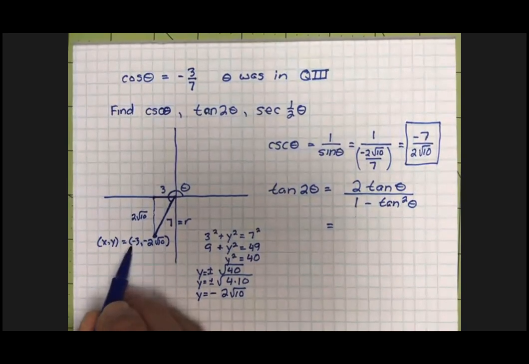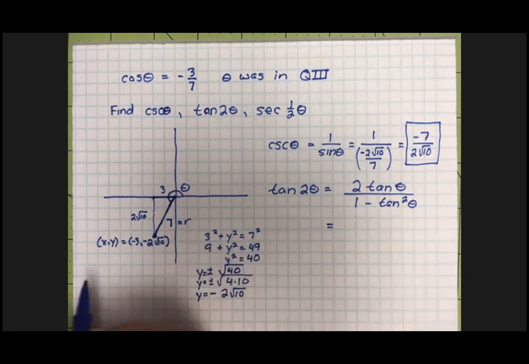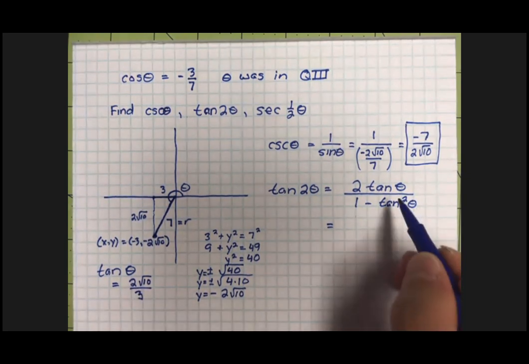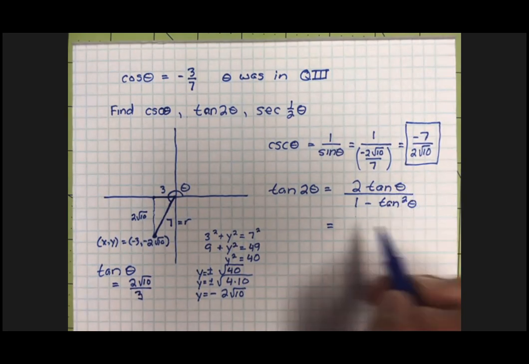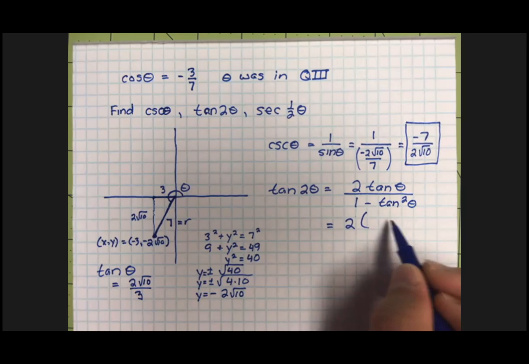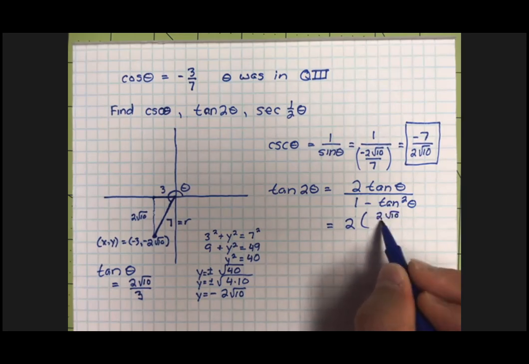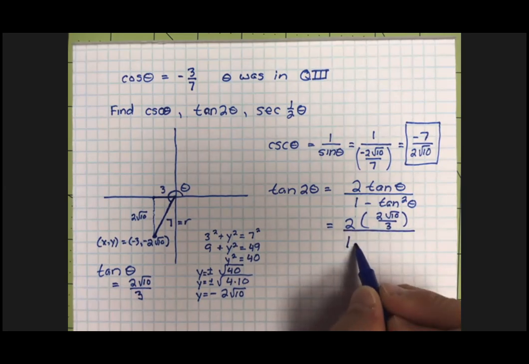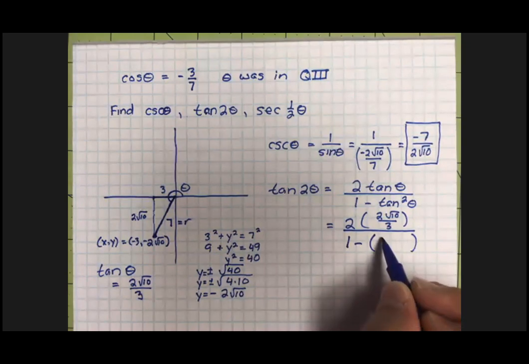So y divided by x is minus 2 root 10 divided by minus 3. The two minus signs cancel out. So the tangent of this angle, I'm going to need to write it down here, is 2 root 10 over 3. Now I insert those in this place right here. 2 times 2 root 10 over 3, divided by 1 minus 2 root 10 over 3 squared.